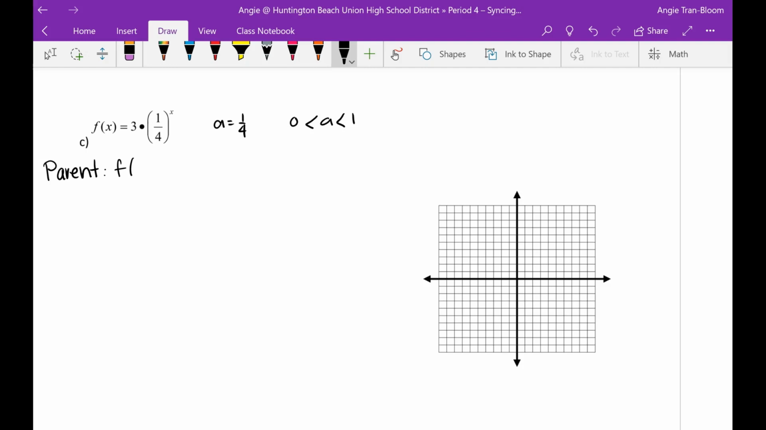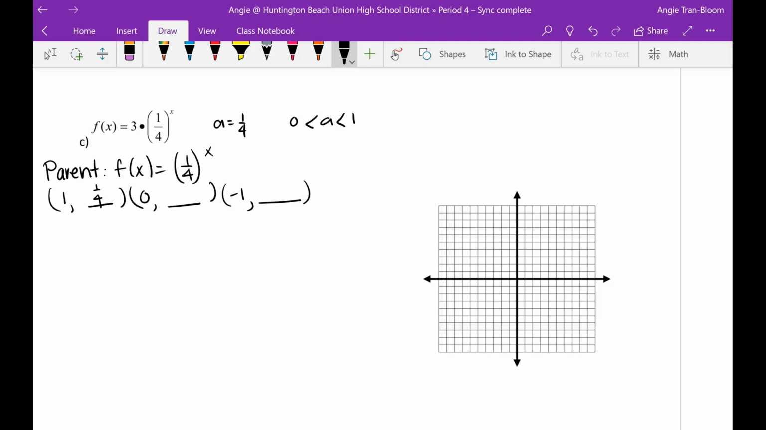Parent: f of x equals 1/4 to the x, okay? You're going to need your 3 points. You're always going to use 1, you're always going to use 0, and you're going to use negative 1. So 1/4 to the 1 is going to be 1/4. 1/4 to the 0 is going to be 1. Negative 1 is my input: 1/4 to the negative 1. You flip it, so now it's 4. So that's the parent function.